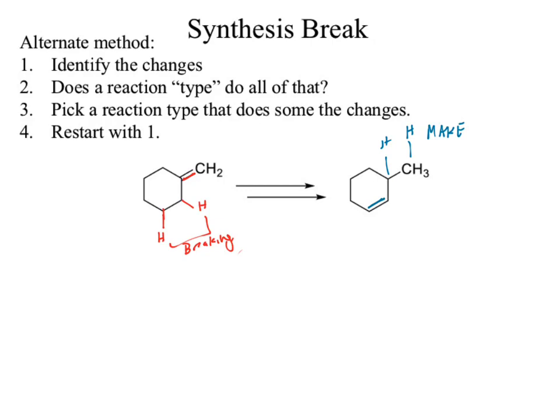So let's give it a shot. H2, platinum, or palladium, doesn't really matter, or even nickel for that matter. And we would add two hydrogens and we'd end up with that structure. Right? Okay. That makes the two hydrogens in a quick, straightforward addition. Does anybody have a problem with doing that?